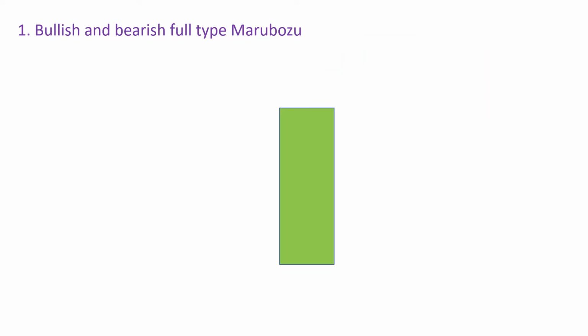The first single candlestick pattern I'm going to introduce is bullish and bearish Marubozu. Bullish and bearish Marubozu can be seen in three different configurations, and the first one is bullish and bearish full type Marubozu. This is a bullish full type Marubozu, a long and strong single candle with flat top and flat bottom, no upper and lower shadow at all. In this candle, close is equal to high and open is equal to low.